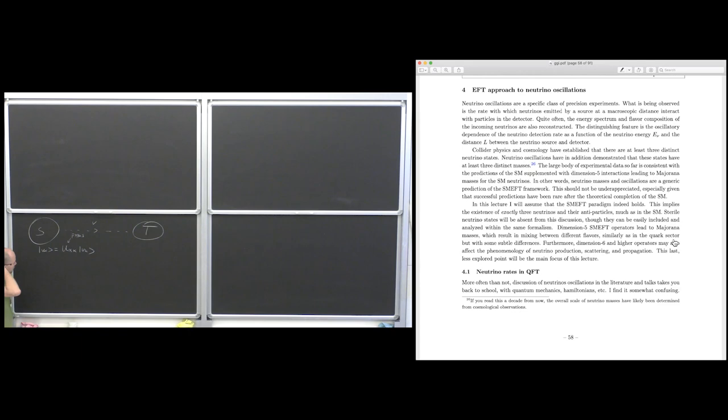This is a 3x3 matrix, so we have three flavor states. So are we always assuming that we only have three neutrinos? Yeah, for the sake of these lectures there are no sterile neutrinos, but everything I will say is trivially generalizable to the case of more neutrinos.